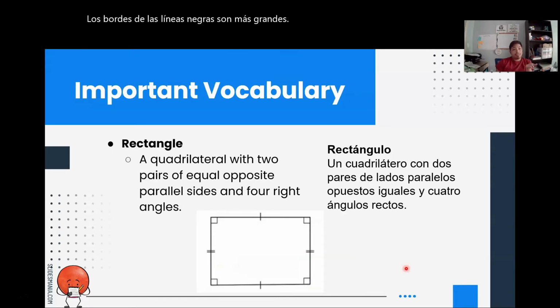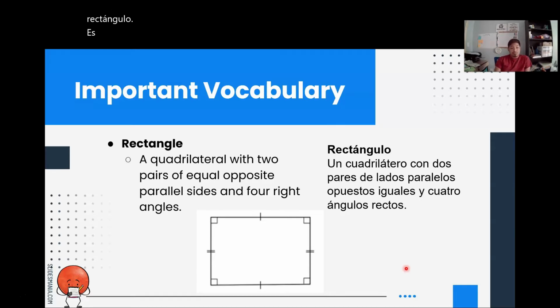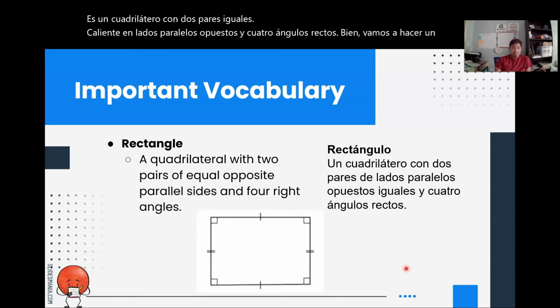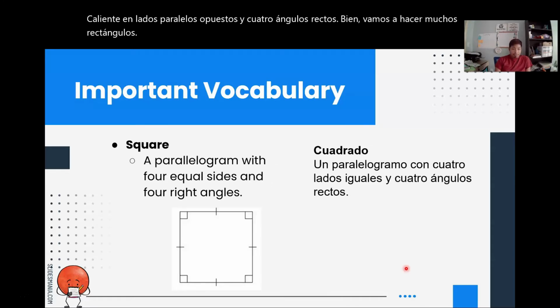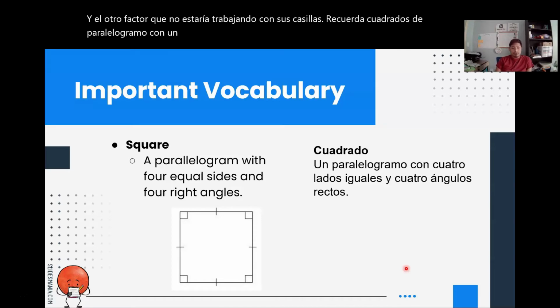It's very important to learn about the figures that we're going to be working with, which is a rectangle. It's a quadrilateral with 2 pairs of equal opposite parallel sides and 4 right angles. Okay, we're going to be doing a lot of rectangles. And the other figure that we're going to be working with is squares. And remember, a square is a parallelogram with 4 equal sides and 4 right angles. And they have parallel sides, top and bottom, and side to side.